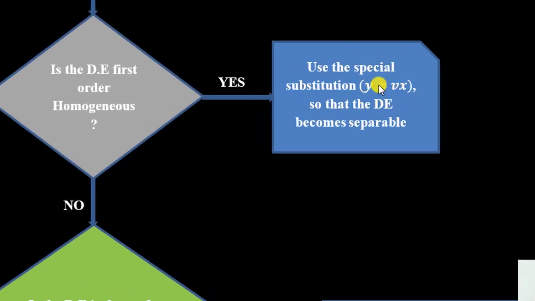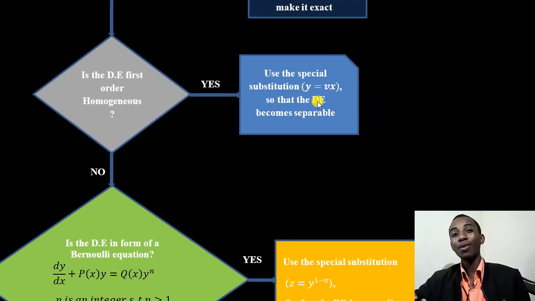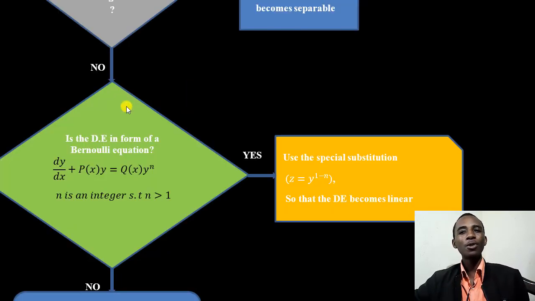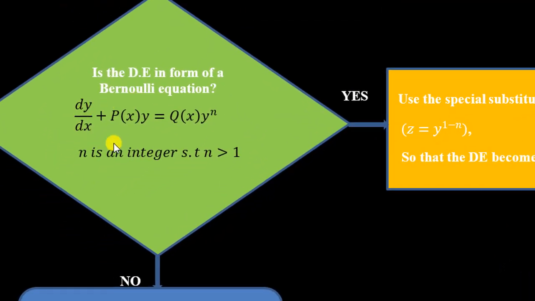This special substitution makes the differential equation, in most cases, become simple separable so that you can easily solve it. That's if it is homogeneous. If it's not homogeneous, then most probably it is a Bernoulli equation. As you can see here, I have the general form of a Bernoulli equation, dy/dx plus py equals qxy to the power n, where n of course is greater than 1.